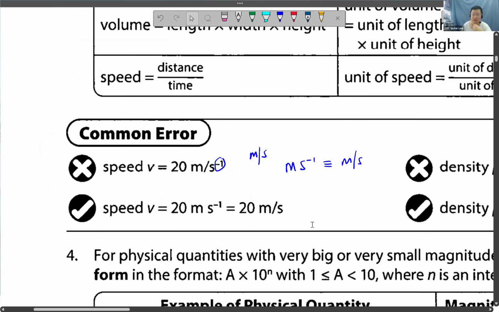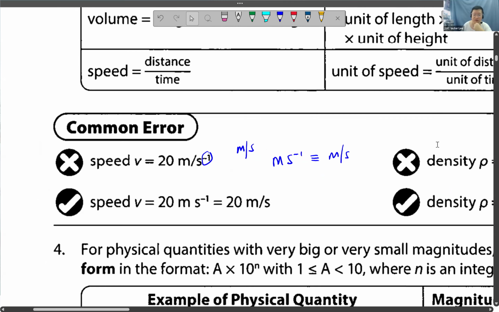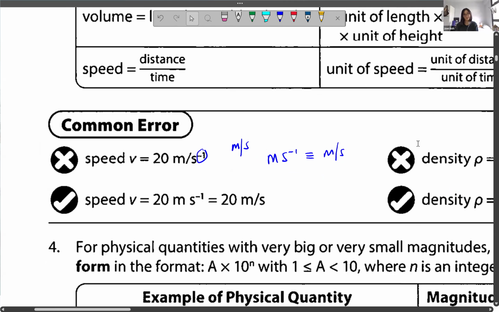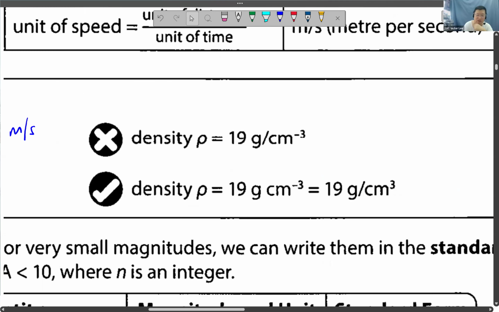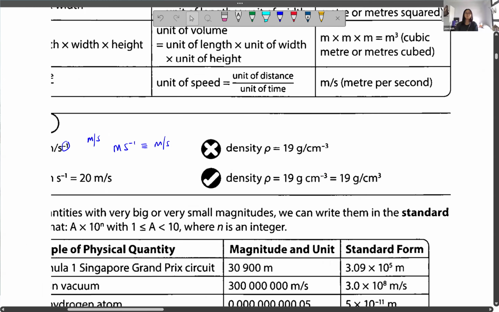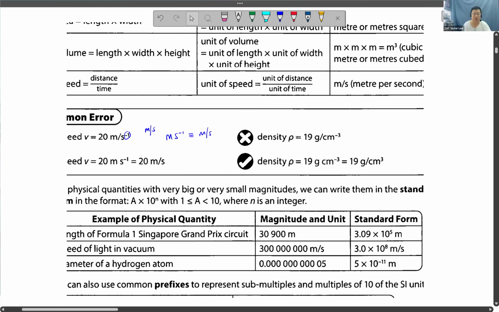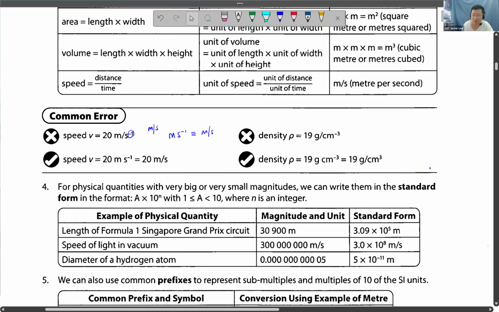The density, what's wrong with this? They have both the same. Same mistake, right? Yes. If you have a -3, it means below already. There's no need for a slash, right? Yeah. Okay, so now we move on to the physical quantity, the standard form.